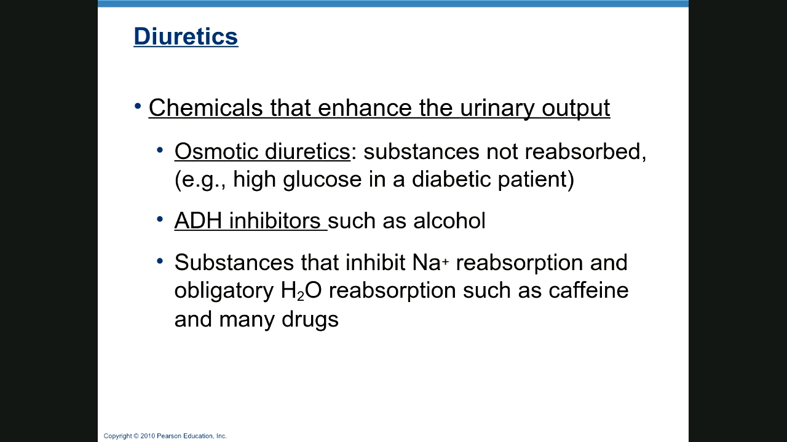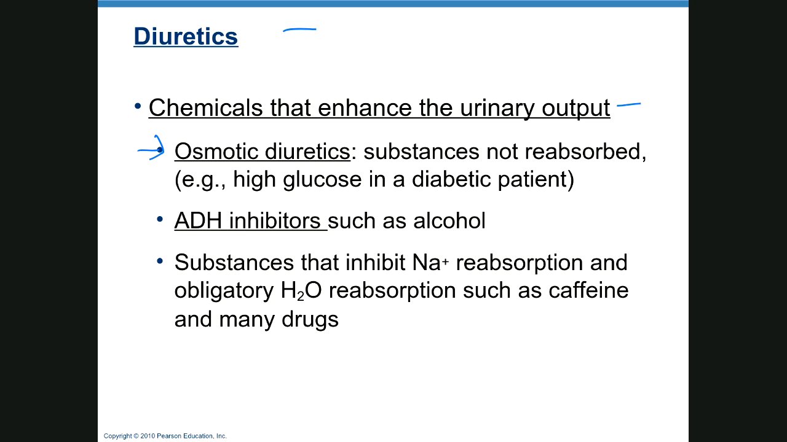Diuretics are chemicals that enhance urinary output. An osmotic diuretic is something that causes diuresis due to a high osmotic pressure. Classic example, a person who is diabetic. If you can keep your blood sugar relatively under control, you don't spill glucose at all. You should have 0 glucose in the urine.